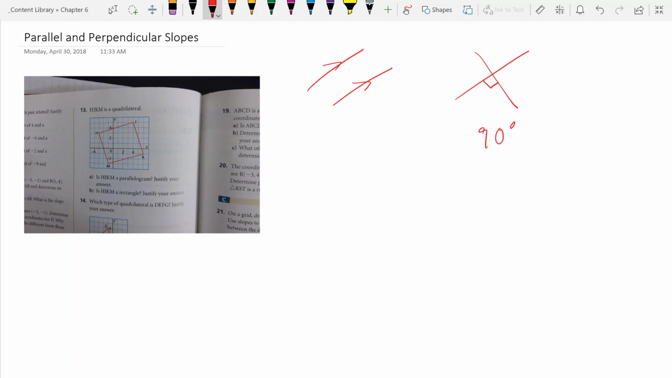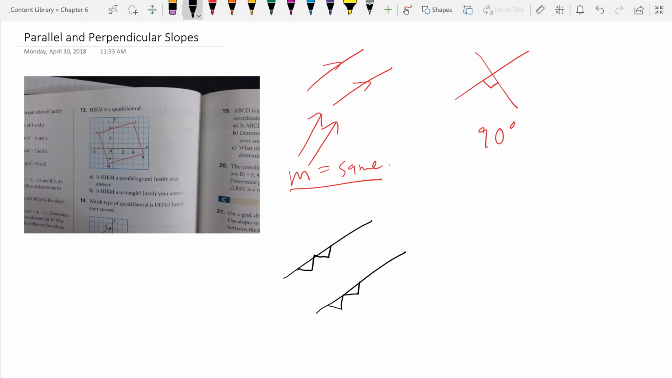What we need to know is that the slope of these two lines is the same. Which, when we think about it, makes sense. Because if we had two lines that are going up by the same amount, like over one, up one, over one, up one, they're never going to catch up to each other because they're always going up at the same rate. So when you have parallel lines, the slope is the same. When you have 90-degree angles, it's actually this thing called negative reciprocal.